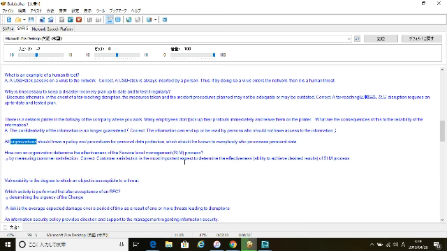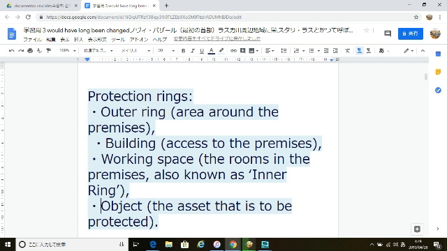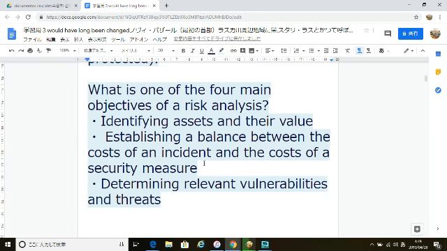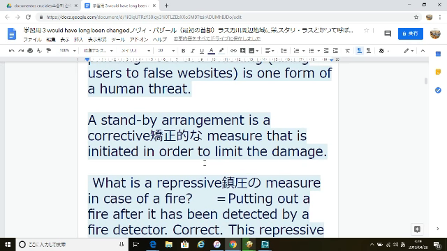All organizations should have a policy and procedures for personal data protection, which should be known to everybody who processes personal data. How can an organization determine the effectiveness of the service level management (SLM) process? By measuring customer satisfaction. Correct. Customer satisfaction is the most important aspect to determine the effectiveness, ability to achieve desired results, of SLM process.